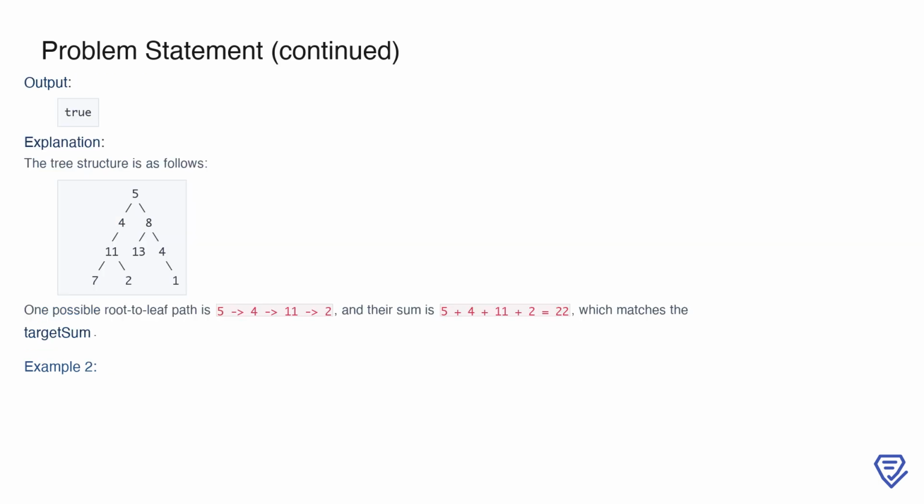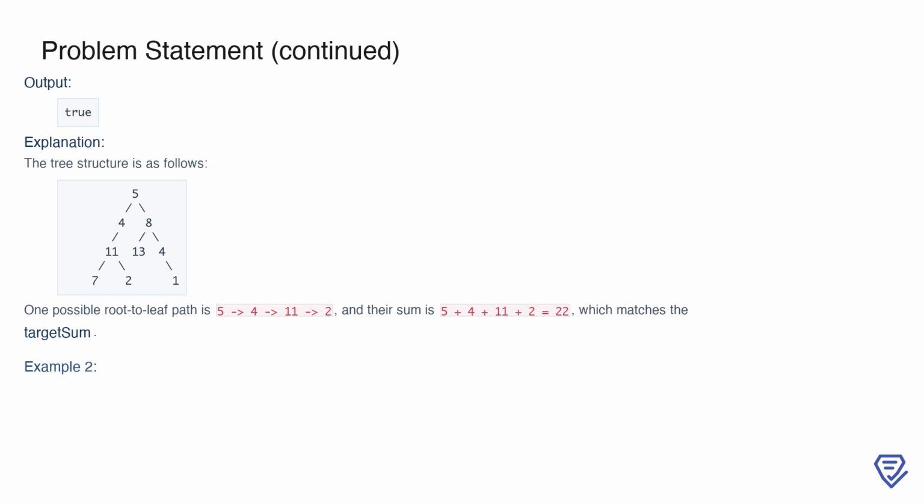Suppose the input binary tree is structured like this. The root node has a value of 5, with two child nodes 4 and 8. From node 4, we have a left child 11, which itself has two children, 7 and 2. On the right side of the tree, node 8 has two children, 13 and 4, and this last node 4 has a right child 1.